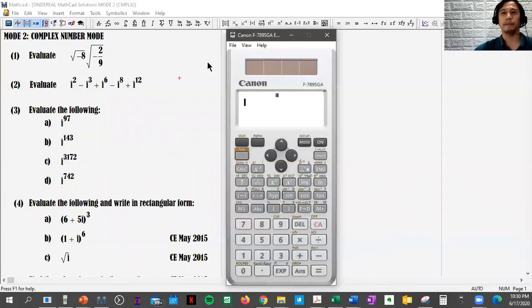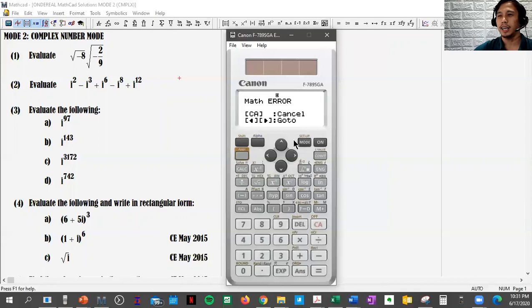Okay, let's start na. So, first problem here. Let's say we are to evaluate this. Square root of negative 8 times square root of negative 2 over 9. Well, if we are to evaluate that right away, the square root of negative 8 times square root of negative 2 over 9, this will become math error, as you can see.